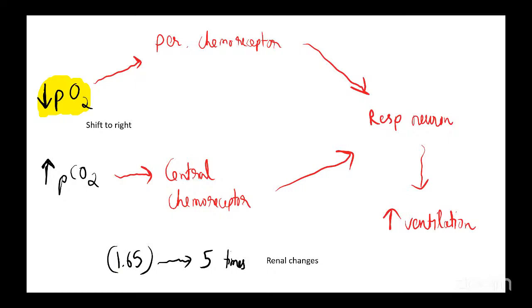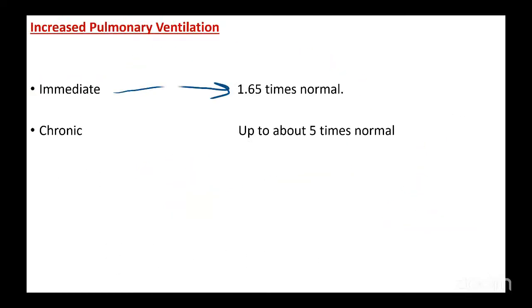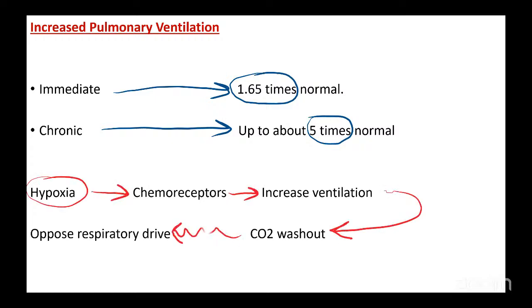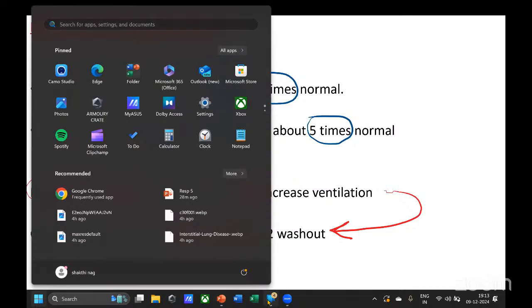So what exactly is the reason why these changes happen? Immediately the ventilation increases 1.65 times, and then chronically it becomes up to 5 times. So this is where you have to understand one component as to why this is happening.